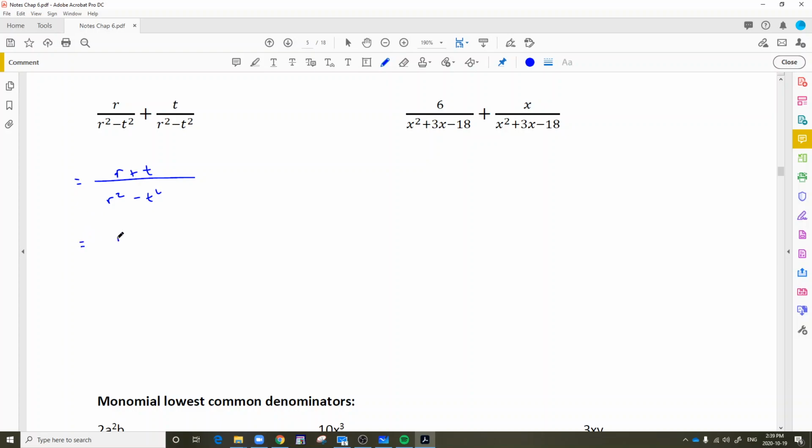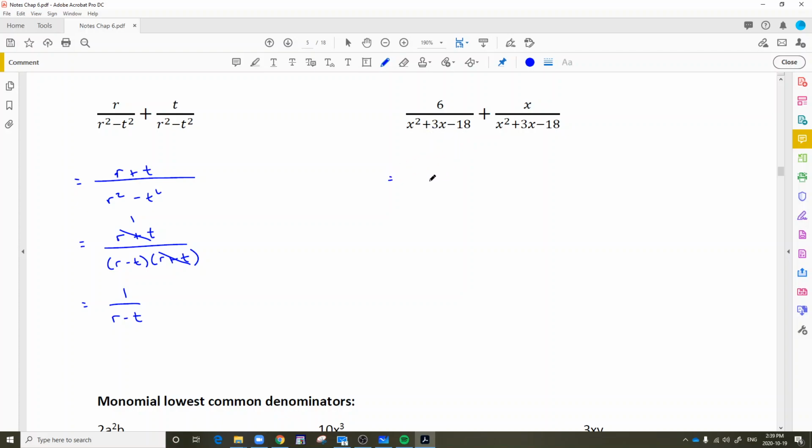Hopefully you're starting to see these different factorings that jump out at you. Anytime I see an exponent, I think, I should probably factor this. So this is a difference of squares, so it'd be r minus t times r plus t, and then this is a monomial divided by a monomial, so I'm allowed to simplify my factors, and I end up with 1 over r minus t.